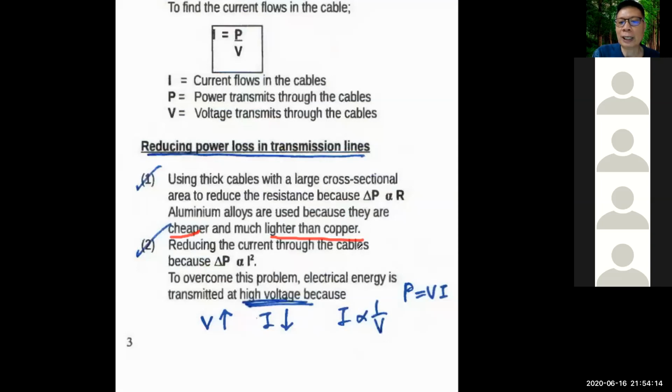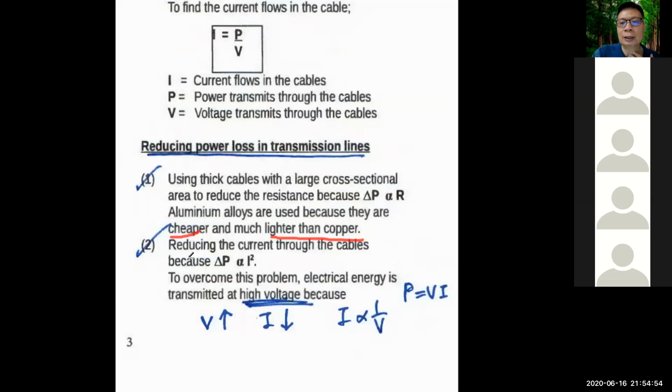Second one, reduce the current. How to reduce the current? Transmit at high voltage, I told you just now, right? Use a transformer to step up to 400 kilovolts, increasing the voltage to decrease the current. Power loss is directly proportional to the square of the current. When you step up voltage, current becomes small. Current is inversely proportional to the voltage. When current is small, the power loss becomes smaller. Understand? So remember these two points.